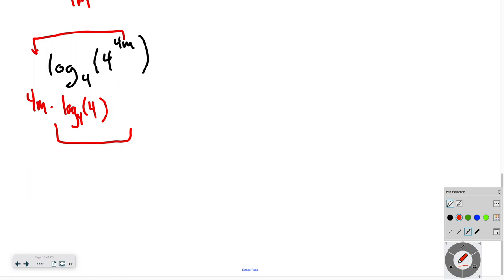Think about what a logarithm is. It's basically saying 4 raised to what exponent is 4?